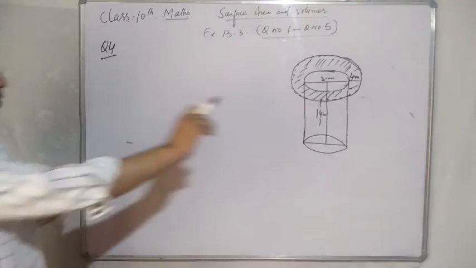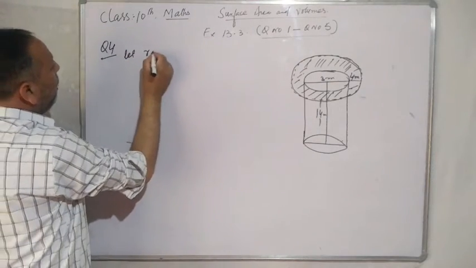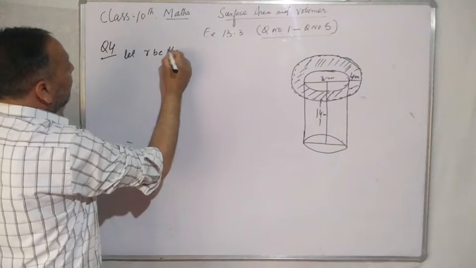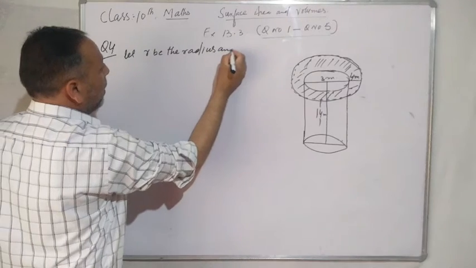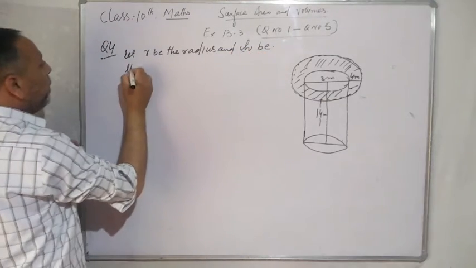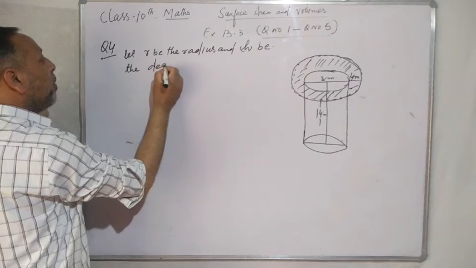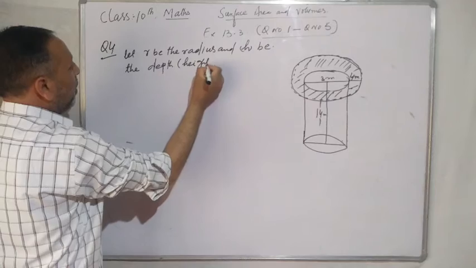तो देखिए आप क्वेश्चन क्या बोलता है. सो लेट R be the radius and H be the height. H be the depth. Depth here means height of the well.